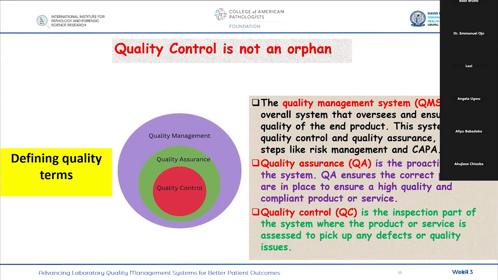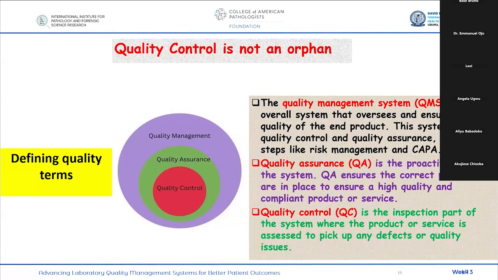So when we talk about quality control being part of quality assurance, we say quality control looks at the examination phase of the laboratory system. For laboratorians, we know we have the pre-examination, the examination, and post-examination phases of the laboratory system. So quality control focuses on that examination phase. We call it the inspection part of the system, where the product or service is assessed to pick up any defects or quality issues.